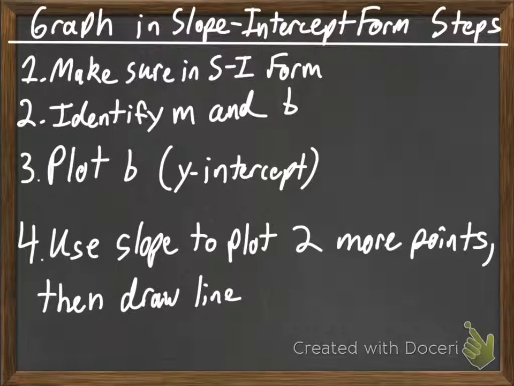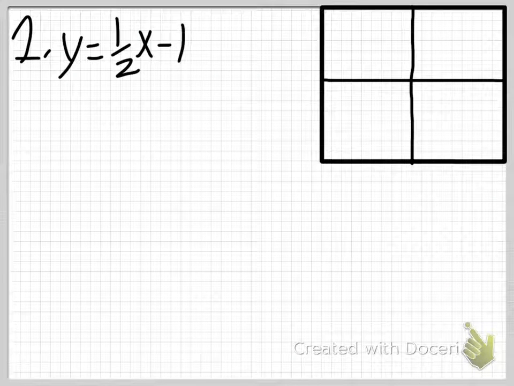The next 2 is actually putting it on a graph, which is step 3, where we plot b, the y-intercept. So we're going to plot whatever number b is on the y-axis. Step 4 is we're going to use our slope to plot 2 more points, then draw a line. And steps 3 and 4 are going to make a lot more sense here in a second when we actually do some examples. So, example 1, y equals 1/2 x minus 1.